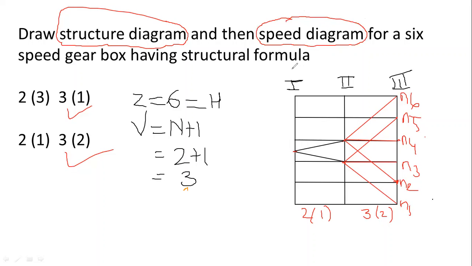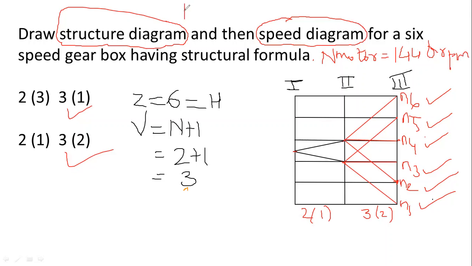But for the speed diagram, the difference between structure diagram and speed diagram is that you need the values of this N1, N2, N3, N4, N5 and N6. And in a numerical, always the motor speed will be given to you, right? So motor speed, let us say, suppose in the numerical it is given to you as 1440 RPM. They have given to you that maximum speed is 1000 RPM. Everything would be given to you, right? And they would have given that minimum speed is, let us say, 160 RPM.